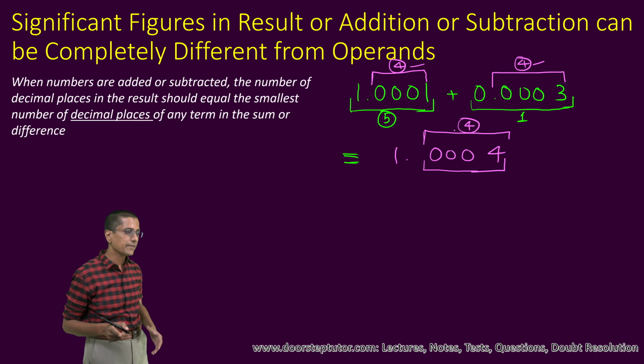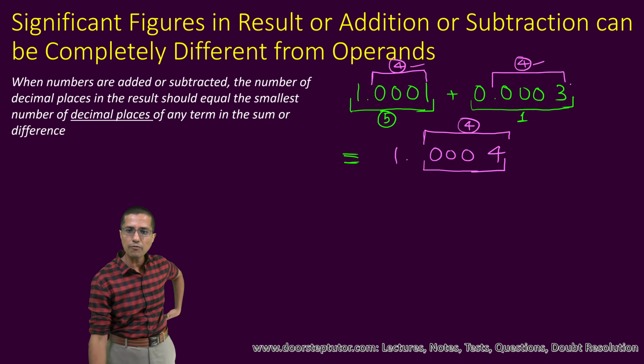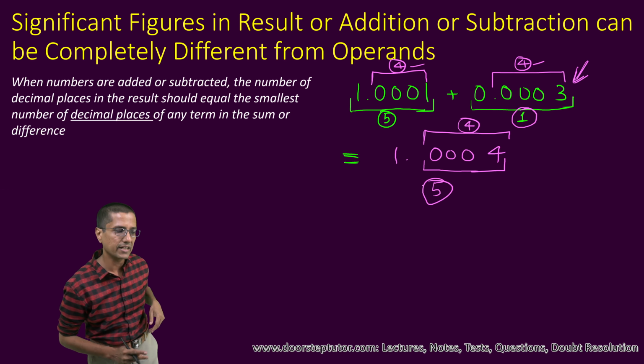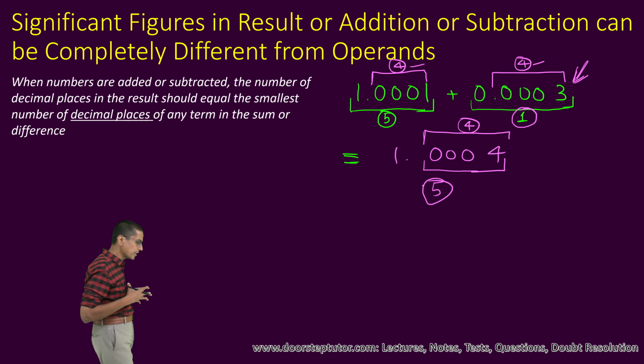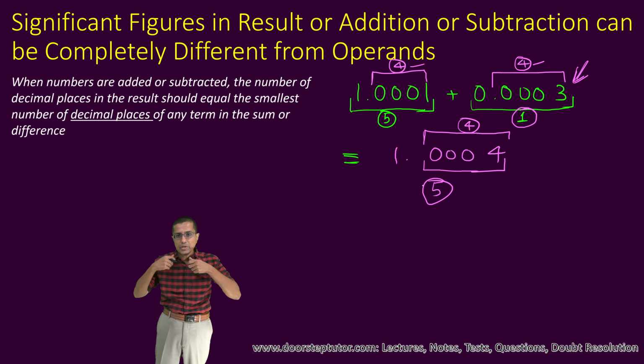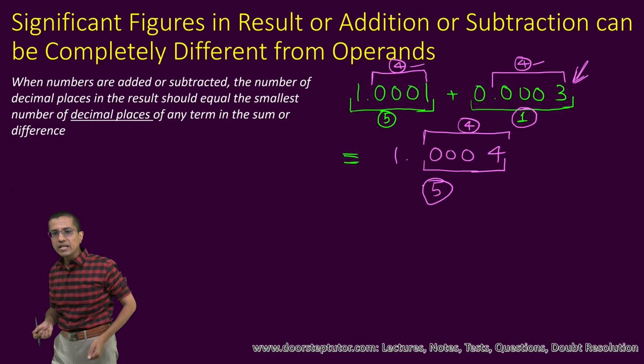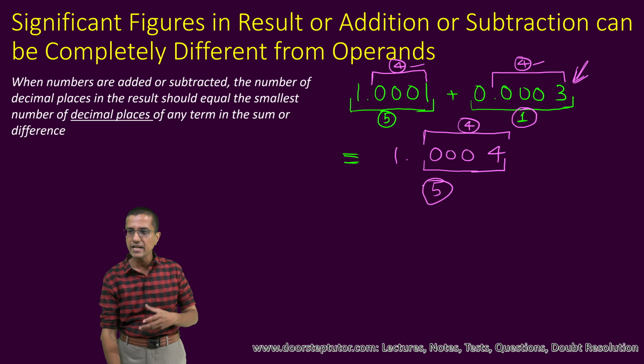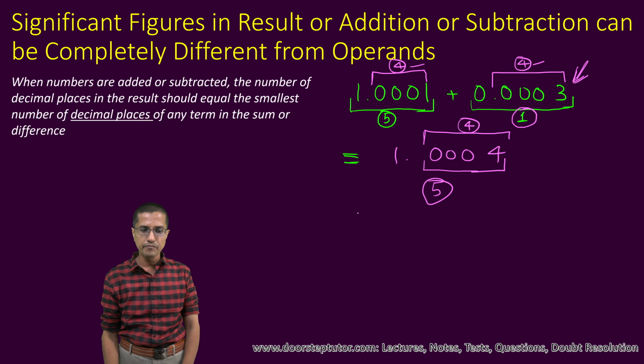Now note that even though this operand had only 1 significant figure, my final answer has 5 significant figures, and that is the point that we are trying to bring across. When doing addition and subtraction, the number of significant figures does not matter at all. Let's take another example to this effect. Here we'll do subtraction, and that way we will be practicing subtraction as well.